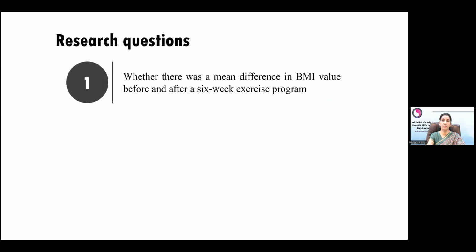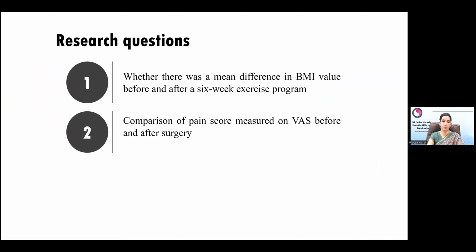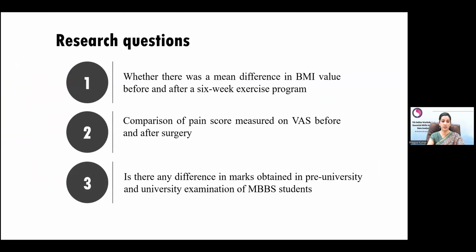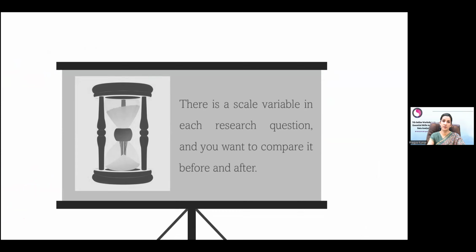So whether there is any mean difference in BMI value before and after a 6 weeks exercise program, or I want to see the pain score measured on VAS scale before and after surgery, or is there any difference in marks obtained in pre-university and university examination of MBBS students? So in all these examples, what we have seen is that there is a continuous variable, which is the dependent variable, and we are measuring it at two different time points or under two different conditions in the same individual. That means they are the paired data.